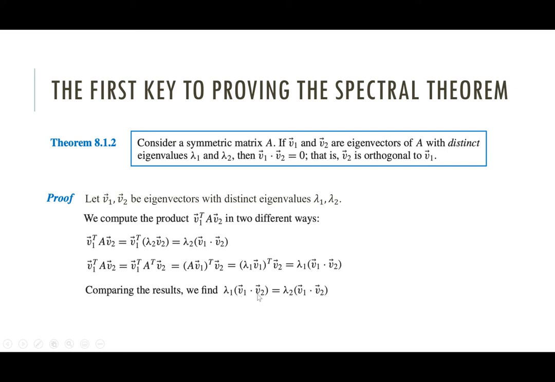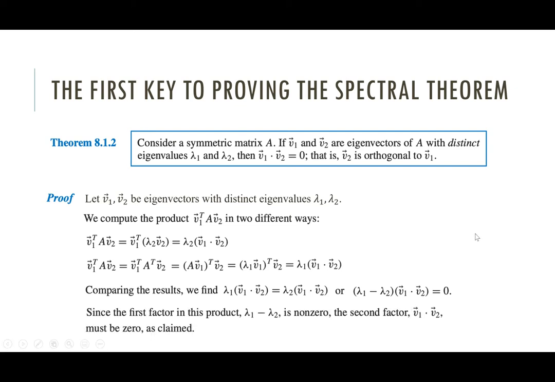This tells us lambda 1 v1 dot v2 has to be equal to lambda 2 v1 dot v2. And so, just rewrite this: lambda 1 minus lambda 2 times v1 dot v2 has to be 0. But remember, lambda 1 is by hypothesis distinct from lambda 2. So this is not 0, which means v1 dot v2 has to be 0. And that just means v1 and v2 are orthogonal. All right. So if we're trying to prove that every symmetric matrix has an orthonormal eigenbasis, showing that the eigenspaces are orthogonal is our first step, and I consider that done.